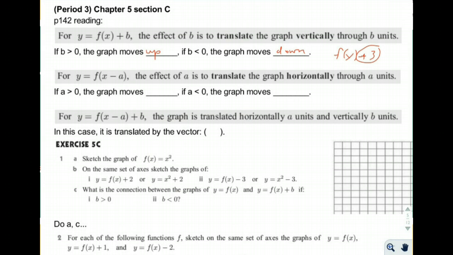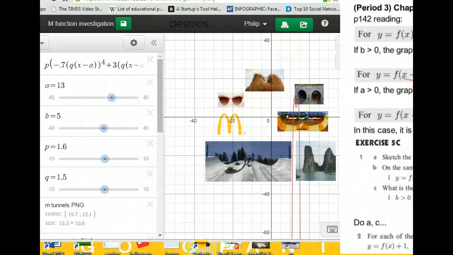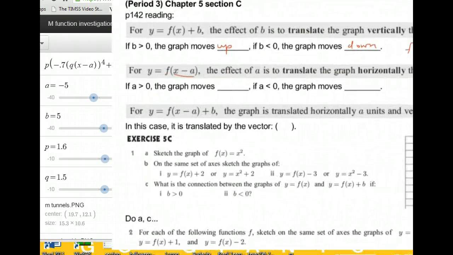For f of x minus a, the effect of a is to translate the graph horizontally through a units. If a is greater than 0, the graph moves. Let's see, we're going to look at Desmos. So we can see that we have an a parameter here, a slider, which changes x to x minus a. And if we look at the red M here, we can see that when a is positive, it moves the graph to the right. And when a is negative, it moves the graph to the left. So we can answer that now.